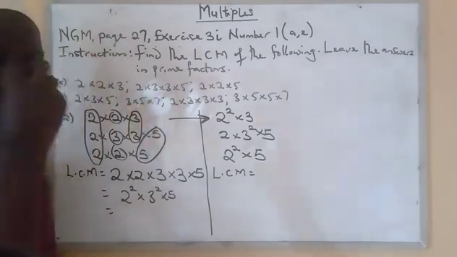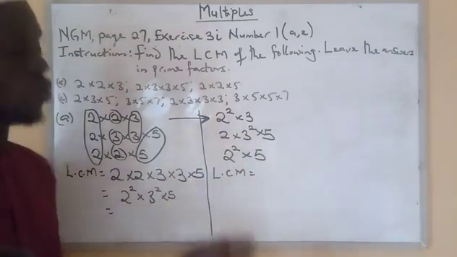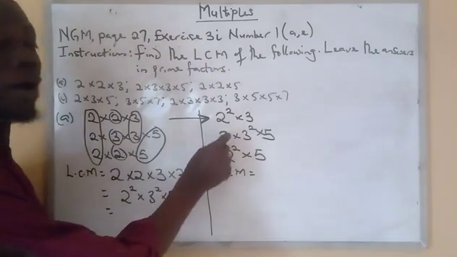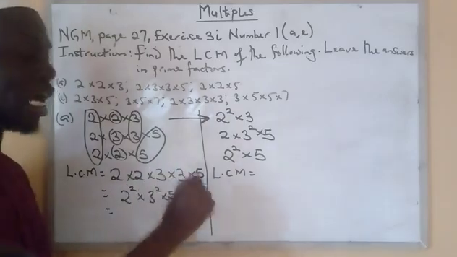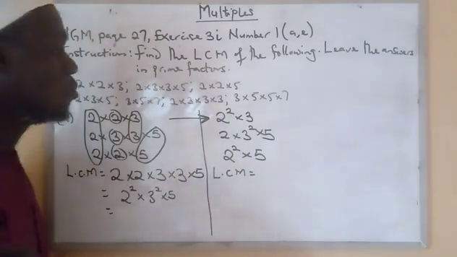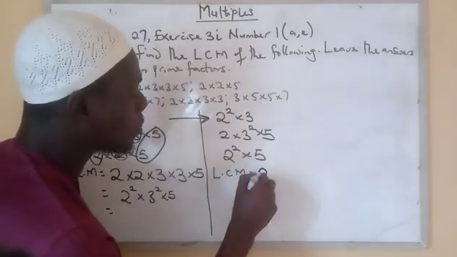Unlike the HCF, we take the lowest power of 2. The lowest power of 2 is what? 2 to the power of 1, which is 2. But for the LCM, we take the highest power of 2, meaning we will take 2 to the power of 2.